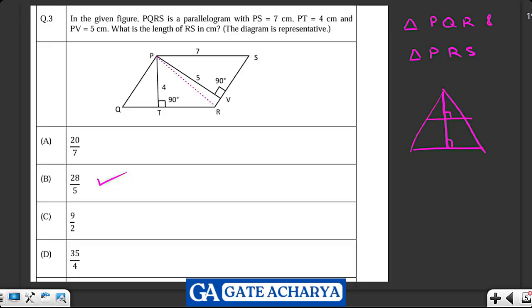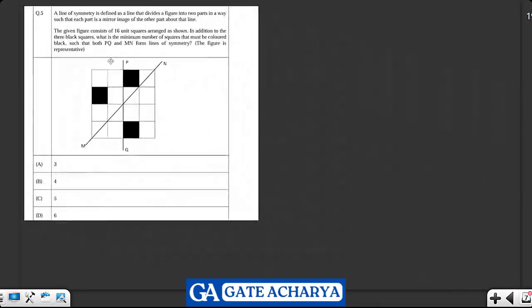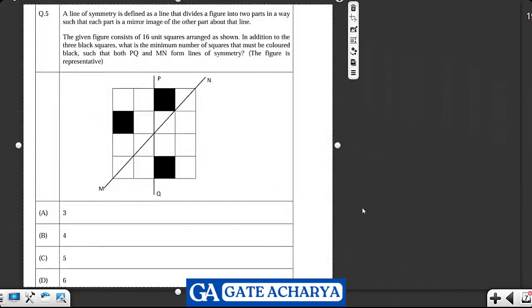Okay, let's come to the next problem. This is a reasoning kind of problem. The line of symmetry is defined as a line that divides a figure into two parts in a way such that each part is a mirror image of the other about that line. The given figure consists of 16 squares arranged as shown. In addition to the 3 black squares, what is the minimum number of squares that must be colored such that both PQ and MN form lines of equal symmetry? So I can draw it here itself.